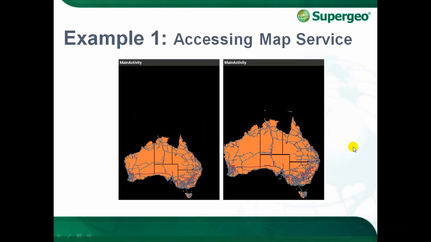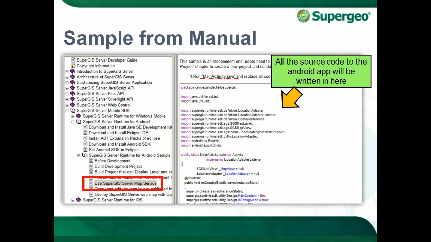So here's the first example of creating your first Android app to access the map service, which is published by our SuperGIS server. There are two screenshots from our Android device. After we create the app for Android and run it on our device, we can access the map service and display it on the screen, and use the features to zoom in and zoom out. Just use two fingers to zoom in and zoom out like this. So how do we achieve this function?